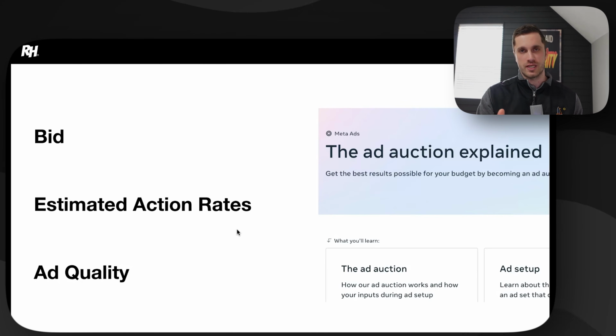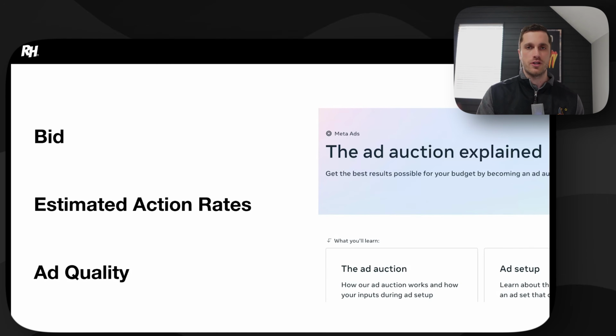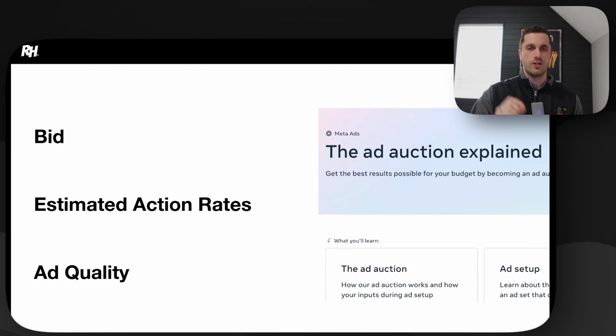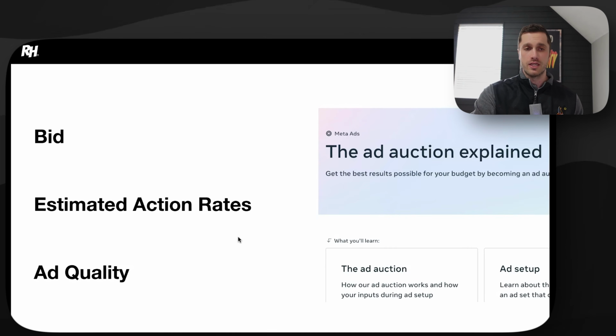So you have to understand this. I just want to be really clear. If you don't understand this, you're going to always be wandering around, super pissed off and frustrated that everyone's getting cheaper results than you. But once you understand this, then you'll know how to manipulate what you do to get those cheaper results. So here's how the auction works.